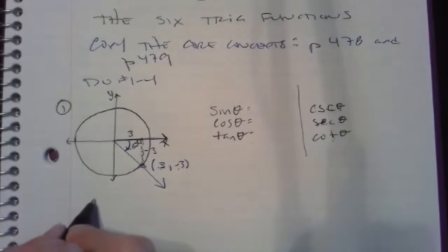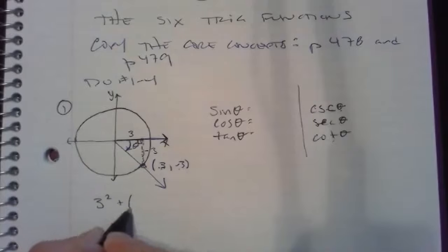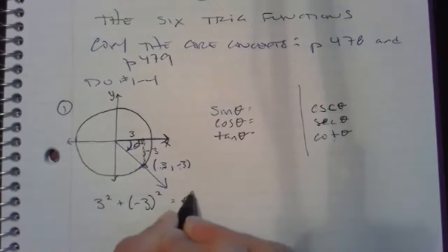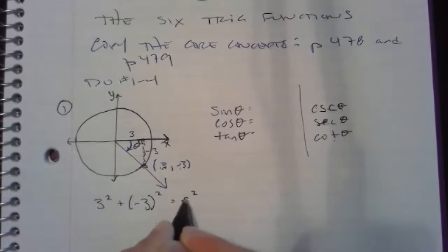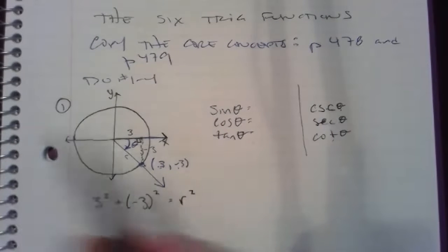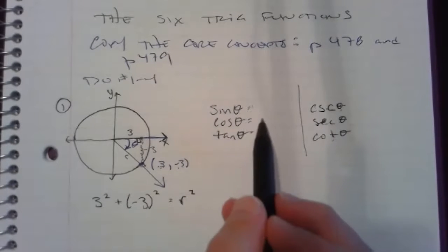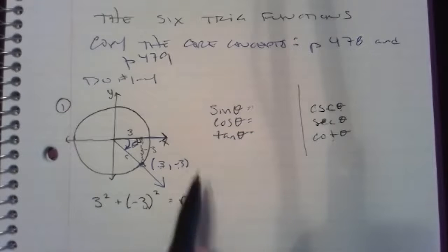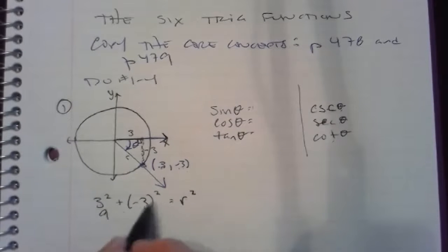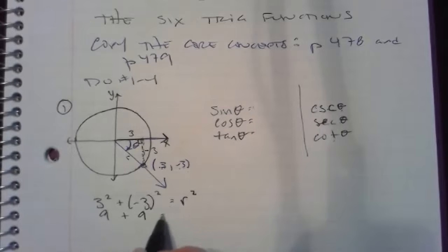And using the Pythagorean Theorem, 3 squared plus -3 squared equals, I'm not going to write c squared because this is trigonometry. I'm going to write r squared because we're looking for the radius. Remember, look at the core concept. Sine is y over r, cosine is x over r. R is what I need. I have x, I have y. All right, well, 3 squared is 9. And oh, guess what? -3 squared is also 9. 9 plus 9 is 18.